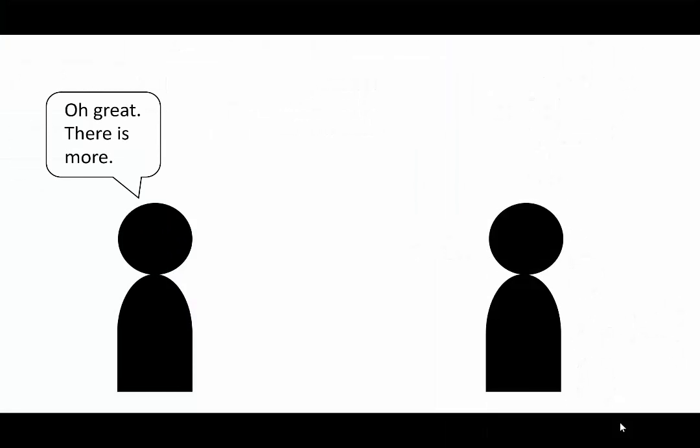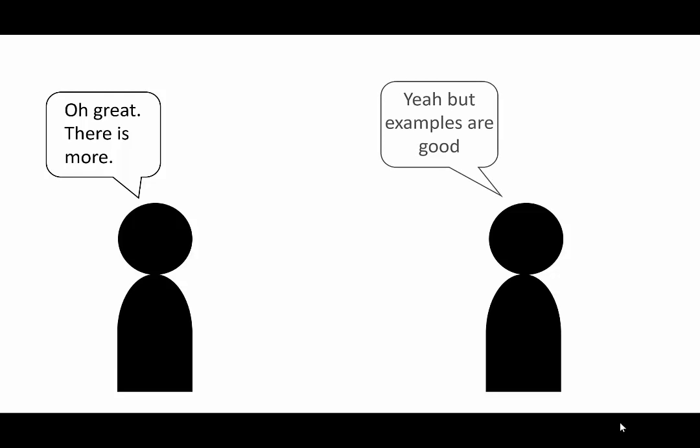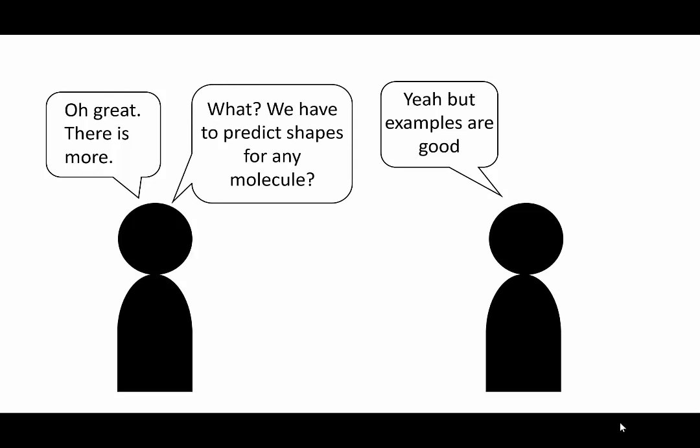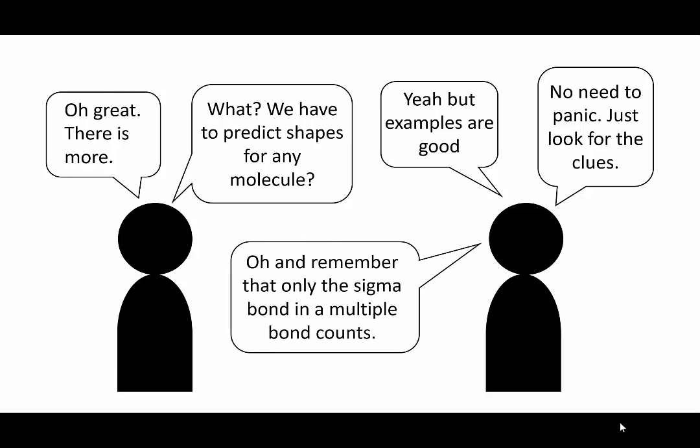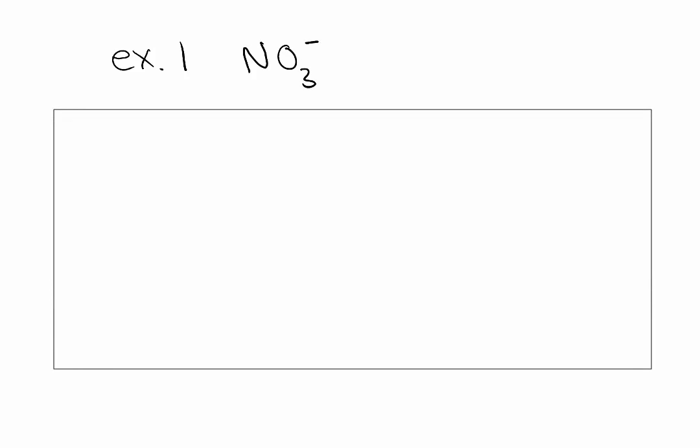Before ending this video, let's try an example or two to show how the shape of any molecule can be determined. Now another thing you will also need to note is that only sigma bonds are used to determine shape for VSEPR. So any double or triple bond is treated like one bonding pair of electrons. So let's try our first example. We will try nitrate, NO3 negative.